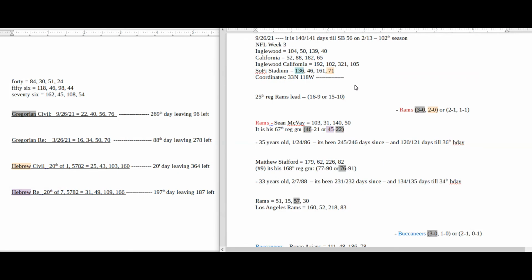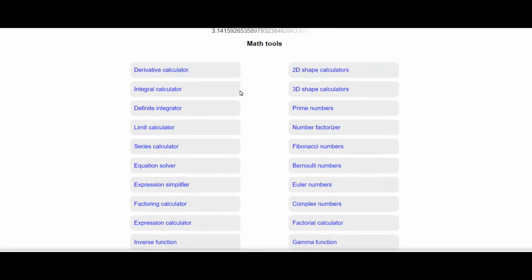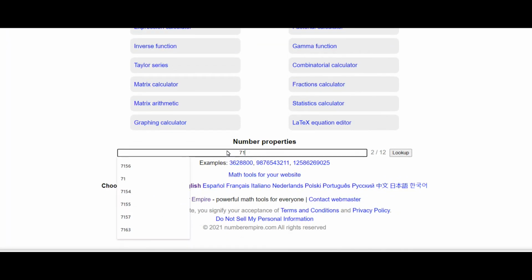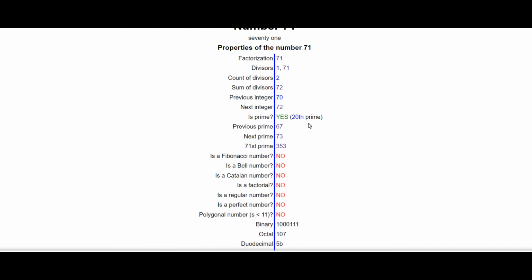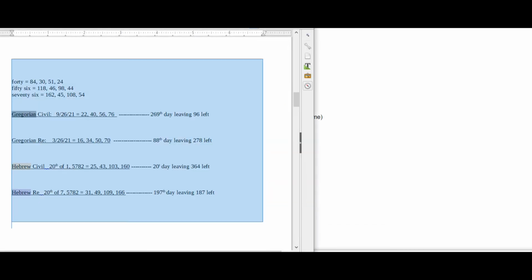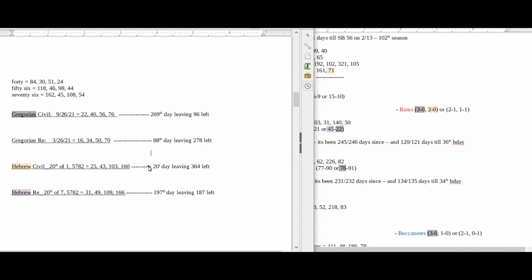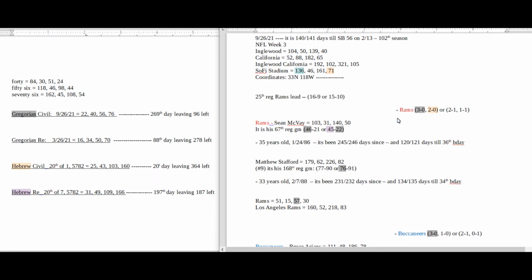If the Rams are going to win this game, the first thing that I would point to is that this game is being played in SoFi Stadium. SoFi Stadium sums to 71, and mathematically speaking, 71 is the 20th prime number. The date of this game will be the 20th day of the Hebrew Civil New Year, and the Rams have an opportunity to become 2-0, like 20, at home for the season with a win.